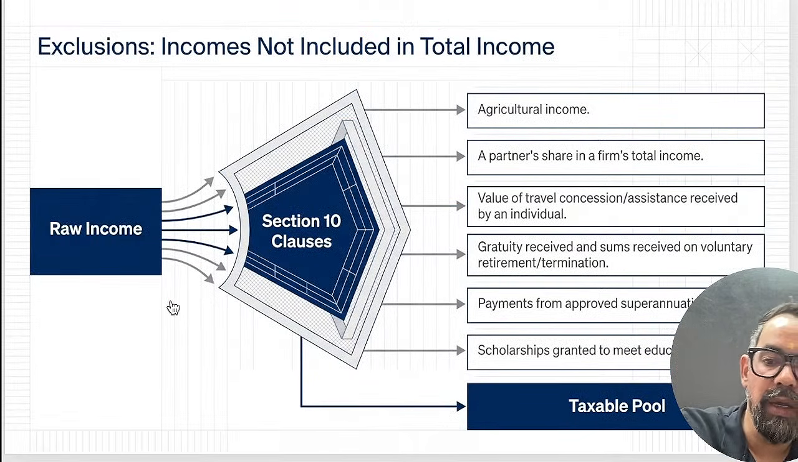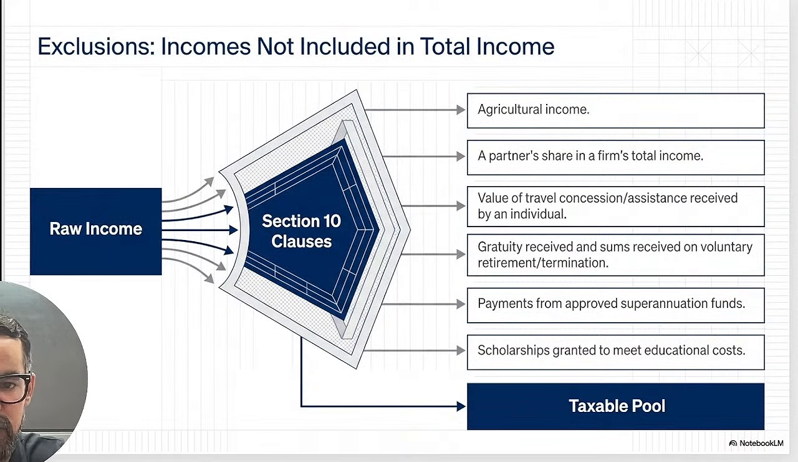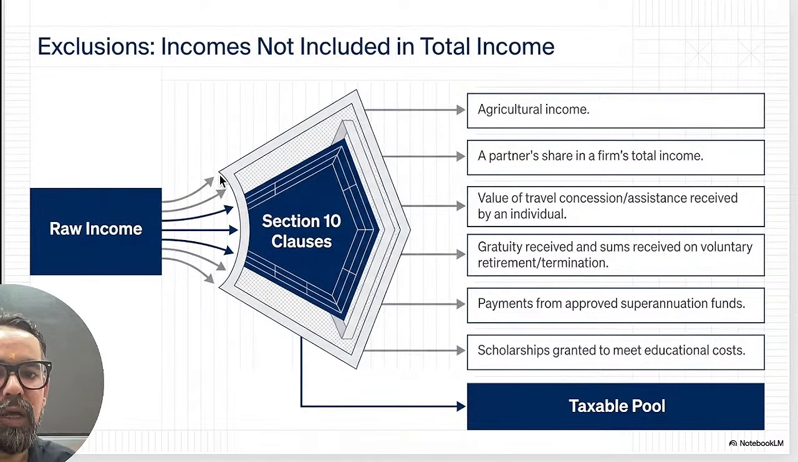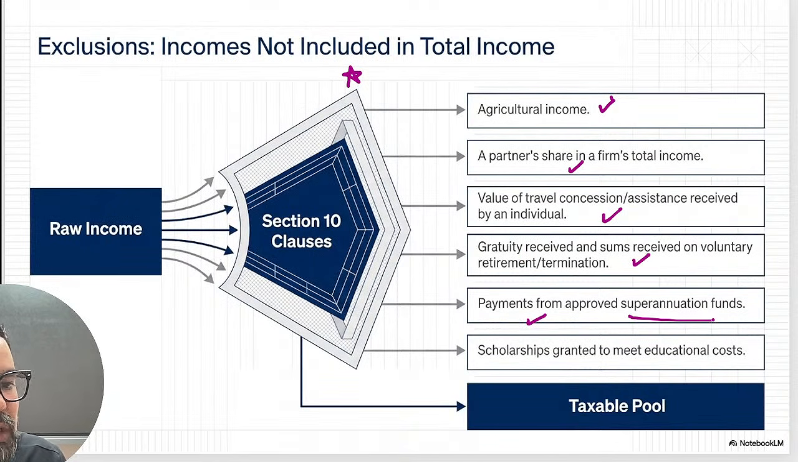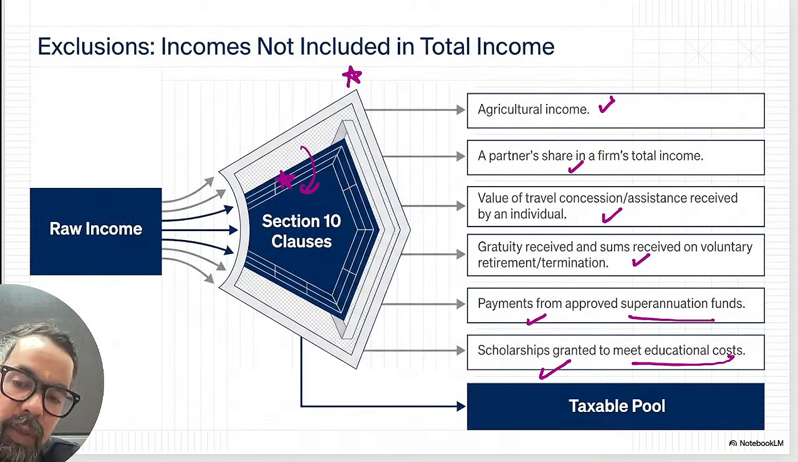Now another list which I'll recommend you remember is income which is not included in total income. Agriculture income, partner's share in the firm's total income, value of travel concession. Then we have gratuity amounts, payment from abroad, approved superannuation funds, scholarship granted to meet the educational requirements, and others. They do not get included as per Section 10 in the income of the people, right?